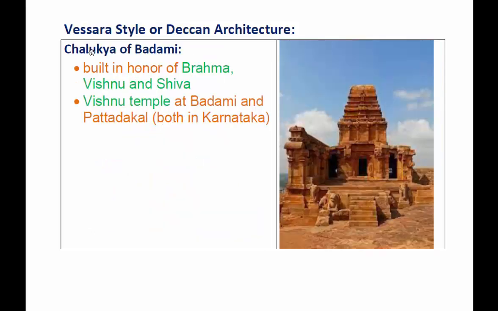Next one is Vesara style or Deccan architecture. We have already learned about the Chalukyan Empire in the previous classes. These styles were usually built in honor of Brahma, Vishnu, and Shiva. One of the best examples of this Chalukya, Vesara style is the Vishnu temple at Badami, which is in Karnataka, as well as Pattadakal. Pattadakal is also in Karnataka. You can see from the picture right here, this is the best example of a Chalukya temple, a Vishnu temple of the Chalukyas of Badami, and it was of Vesara style.